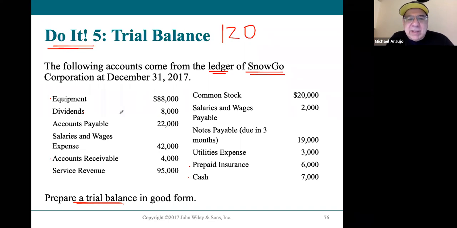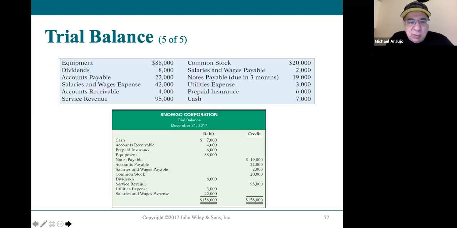So this is how they want you to think when you're solving these types of problems in the book. And once it's all done, of course, that would be the exact order you would see them: cash, receivables, prepaid insurance, and equipment. All of these are asset accounts. All of them have debit balances.